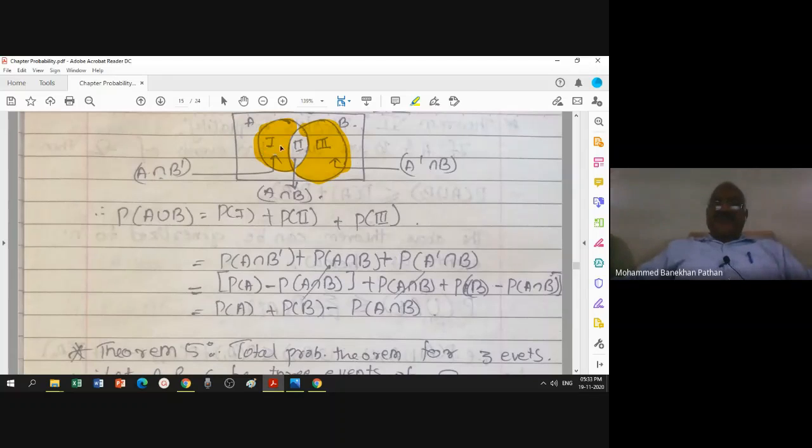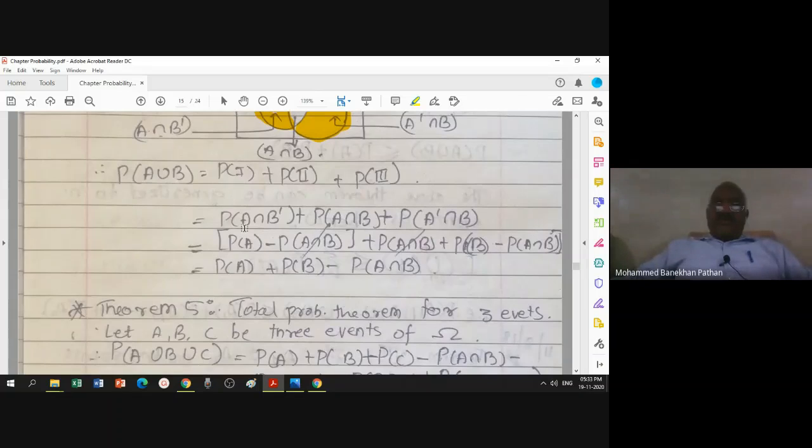By this Venn diagram, it is easily probability of 1 plus probability of 2 plus probability of 3, which we can easily observe by using a Venn diagram. What is P1? P1 is probability A intersection B dash. I wrote it here. What is 2? It is P of A intersection B. And what is the third part? It is probability A dash common B.